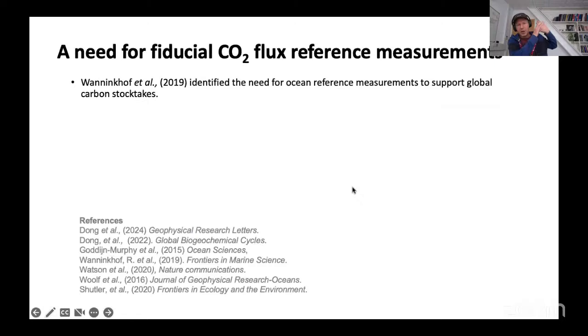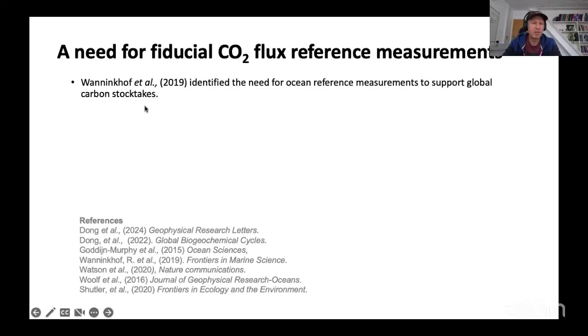So clearly the ocean is really important for these carbon budgets and for the global carbon assessment itself. There's this need to address more precise and accurate measurements. And if you have disagreement in terms of your methods and your approaches, one way to address that is to have a reference measurement against which you can assess all of your different data sets, an independent reference. And so there's this potential for a fiducial carbon dioxide flux reference measurement data set.